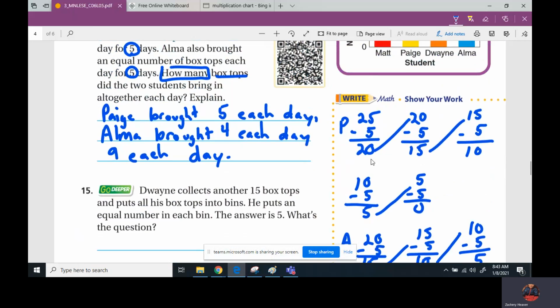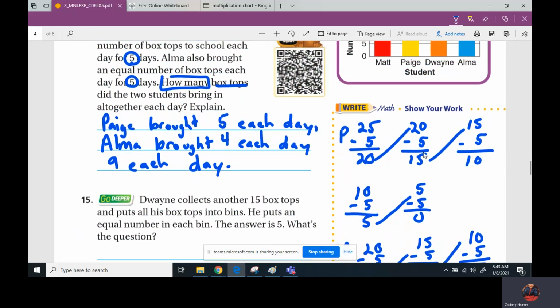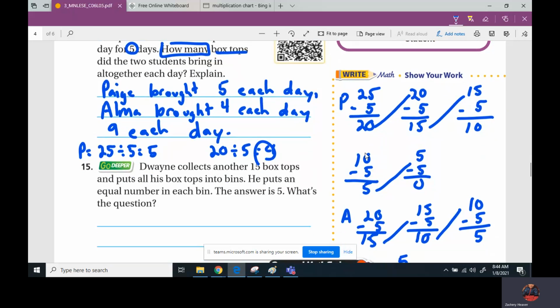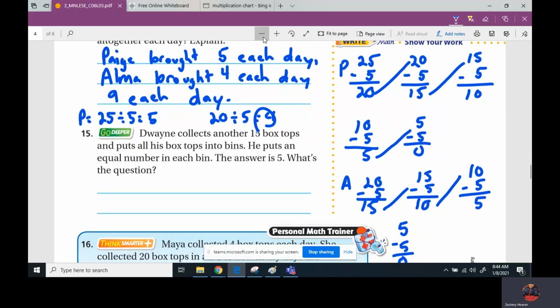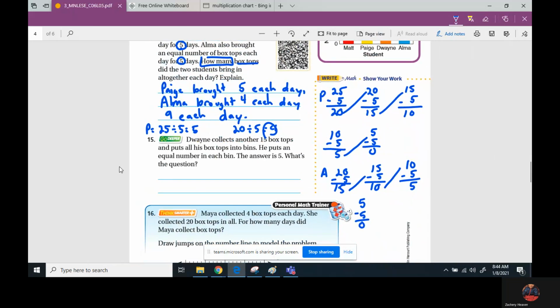Now, we did this big subtraction problem. We also could have done this too as well. Paige, you don't have to write this down, just pay attention. 25 divided by 5 equals 5, because we skip counted 5 to 25 5 times, and we could have done 20 divided by 5, which equals 4, and just add those up. That's another way we could have done it, okay? Let me back this out so you guys can see the full page. So if you need time to copy, you can.